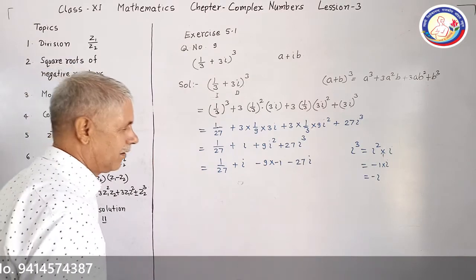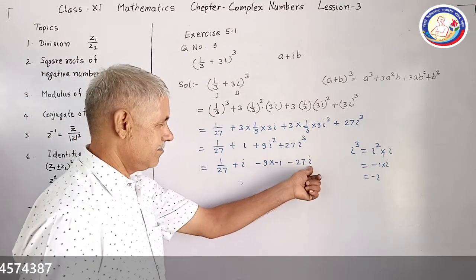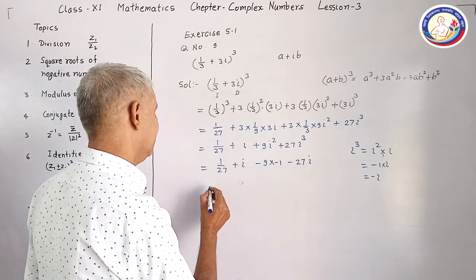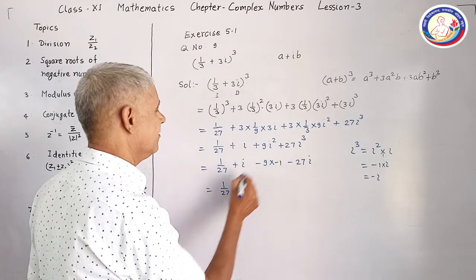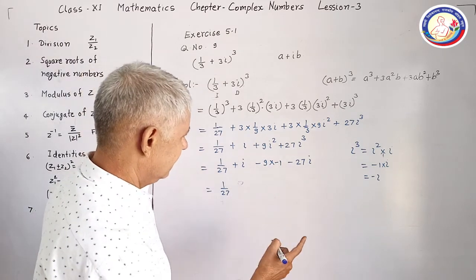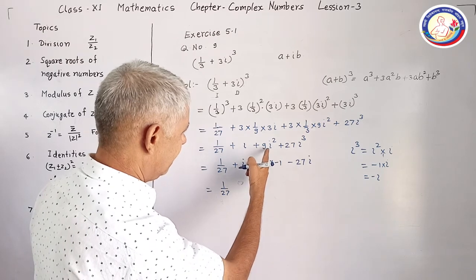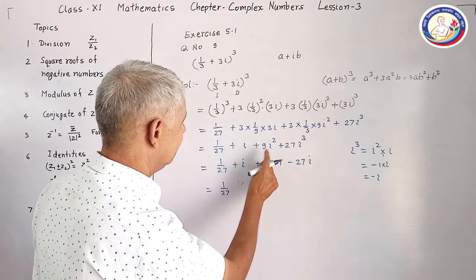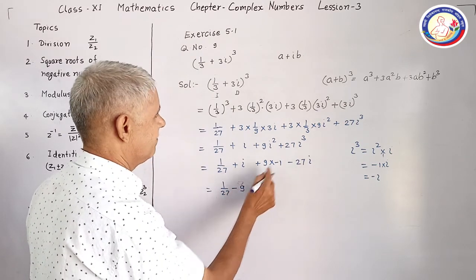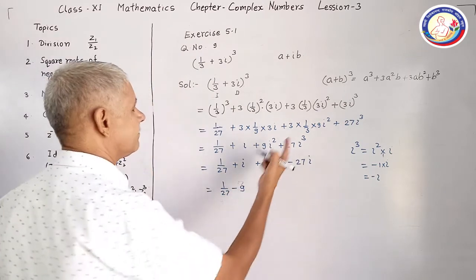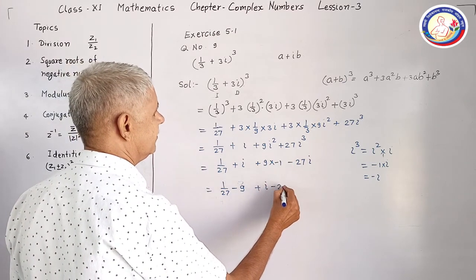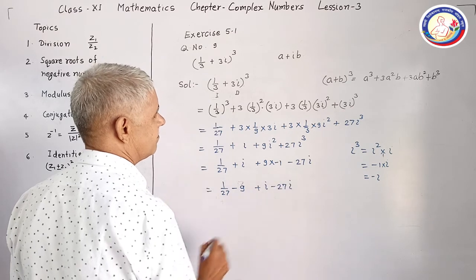Now, these are similar terms, so add them, and again these are the same. 1/27 and after multiplication we will have here 9ι² plus it will be 9 into minus 1. So minus 9 and ι minus 27ι.